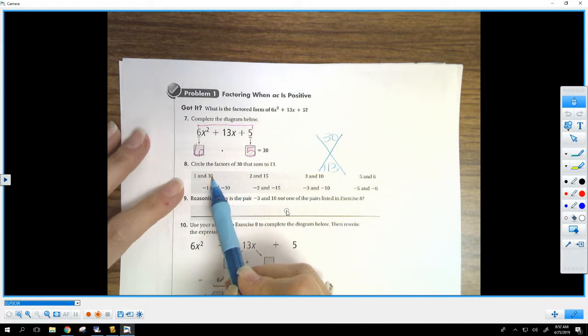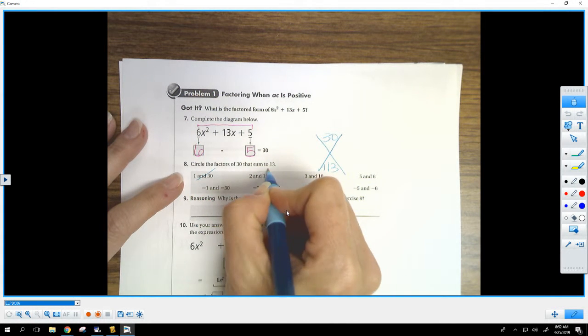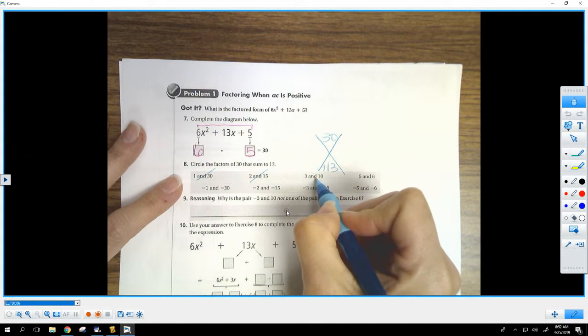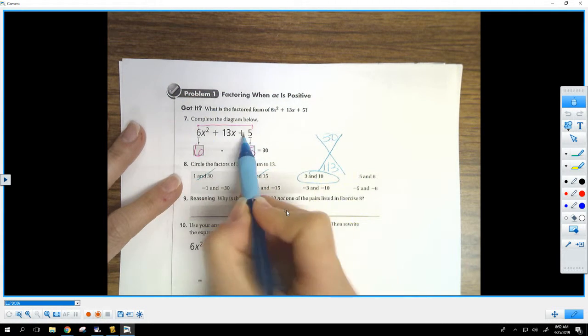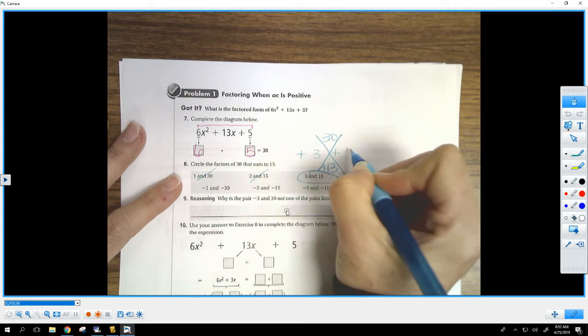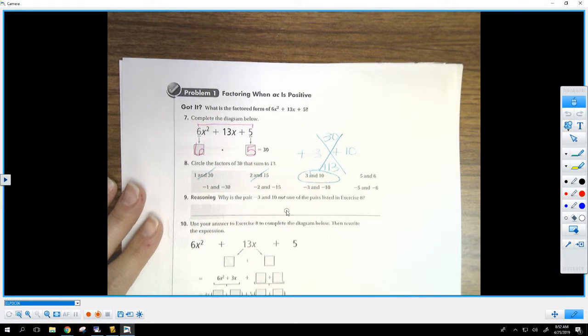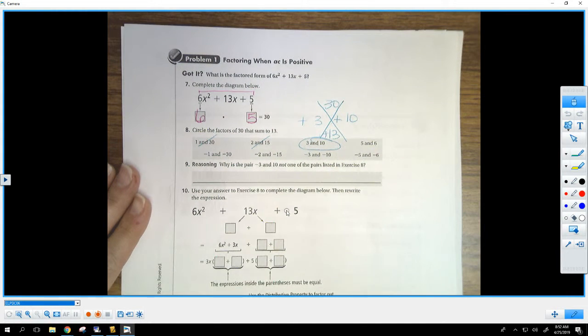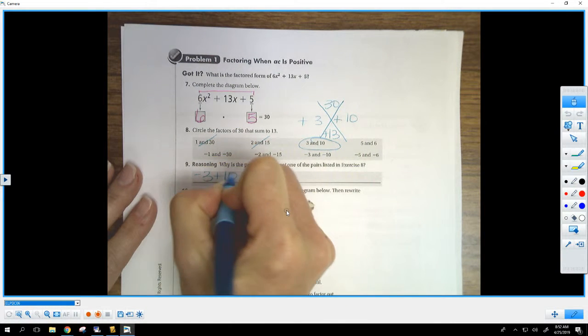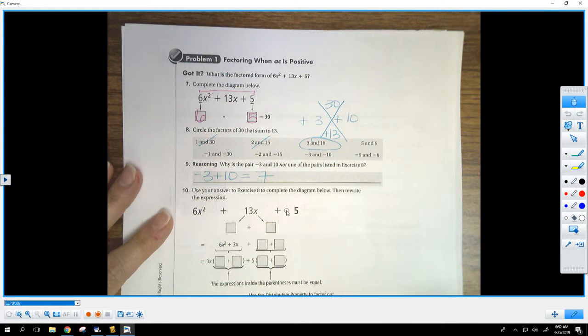1 and 30 would be 31. So that's not going to work. 2 and 15 would equal 30, but they would add to 17. 3 and 10 equal 30 and add to 13. Because everything's plus, I know my factors were plus, right? Three and 10? Yes? Okay. Why is the pair negative 3 and 10 not one of the pairs in this exercise? Because negative 3 plus 10 equals what? Right, it equals 7. Plain and simple.